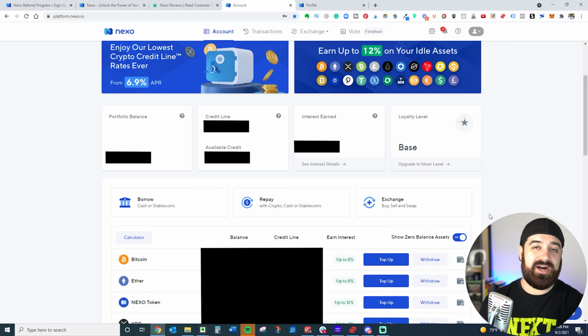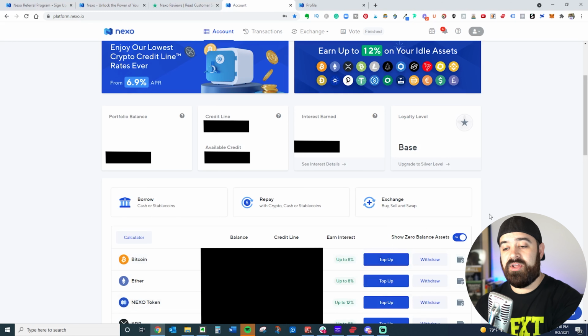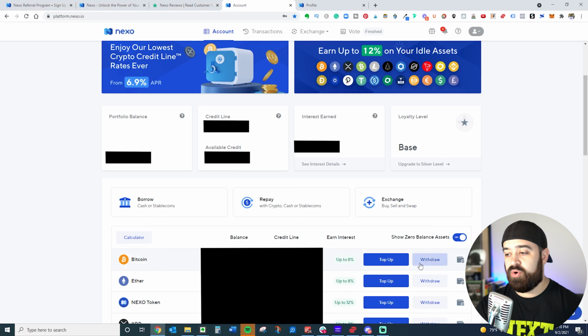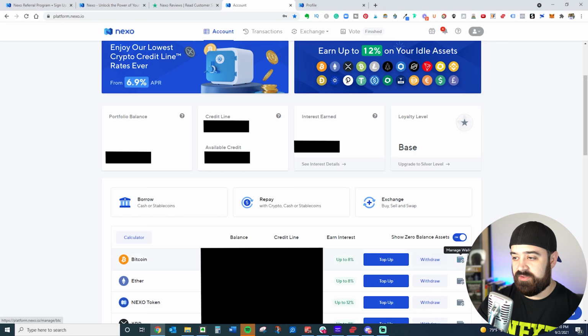Top up simply means deposit. So if you want to put more Bitcoin, more Ether, more whatever into your account, you can do it there. You can push this withdraw button and instantly withdraw whatever you have in there. And then you have the ability to manage your accounts.